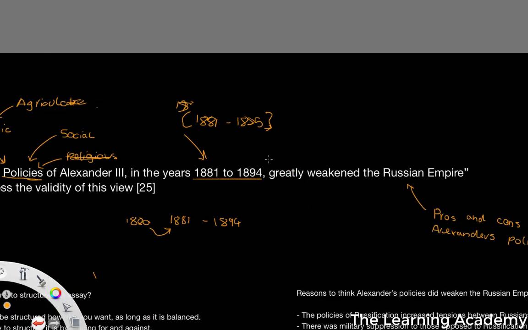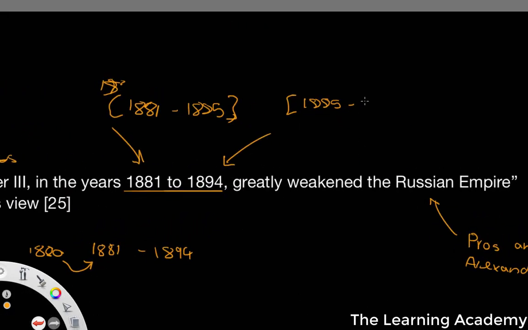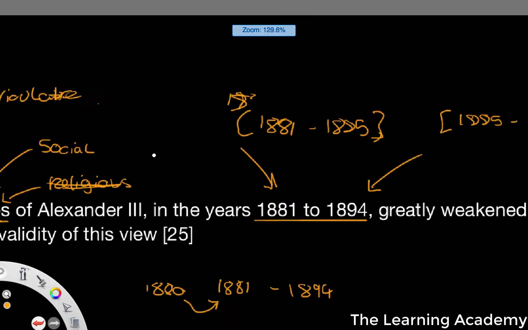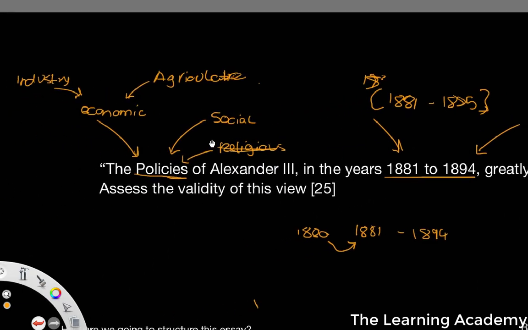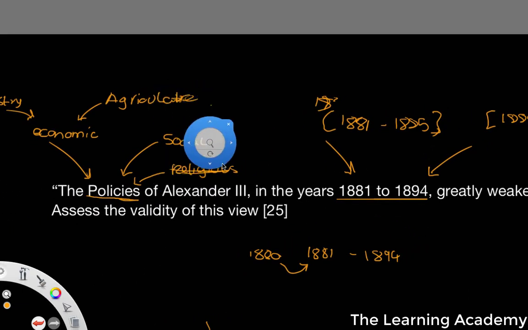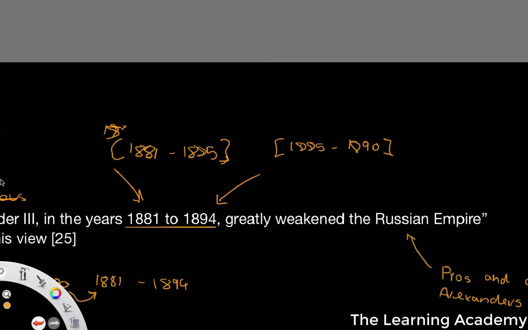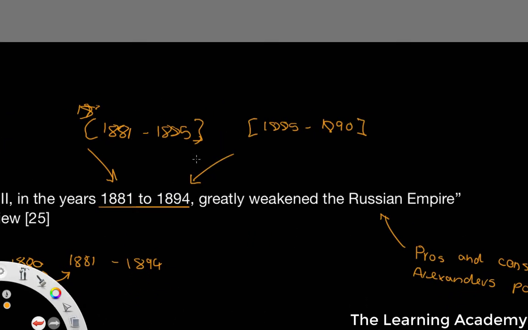Okay, and then maybe for a second paragraph, 1885 to 1890. I'm going to zoom in a little bit. And again, talk about everything within that period, okay? So if you know your historical context really well, and you know your dates and when everything happened, then you can easily talk about this kind of thing, okay?